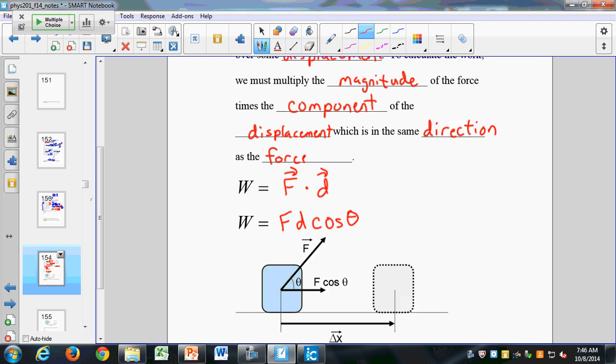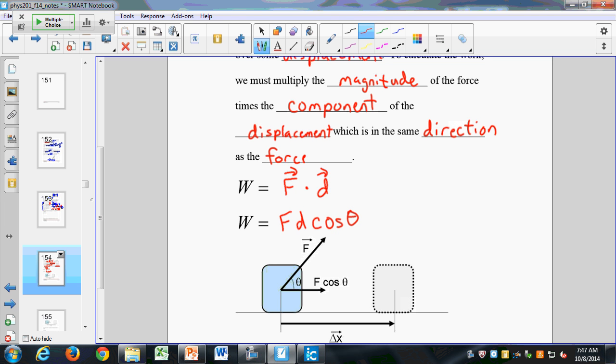That takes the magnitude of the force and multiplies it times the component of the displacement that's in the same direction as the force. Or if you want to think about it in a slightly different way, it multiplies the magnitude of the displacement times the component of the force that's in the same direction as the displacement. That might be a better way to think about it, but it doesn't really matter because they're the same statements. It moves a certain distance times the component of the force that's in the same direction as the displacement.